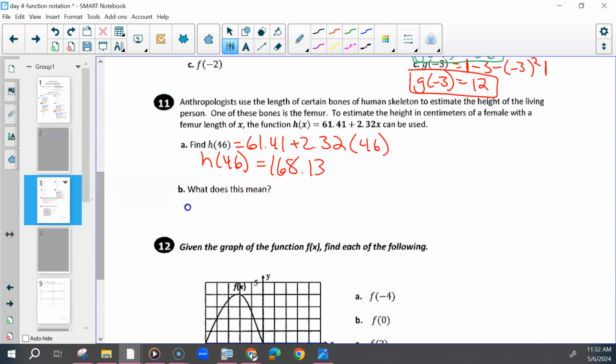So then, from part B, it's asking what does this. Oh, go ahead. She was 168.13. Okay, that part, yes.